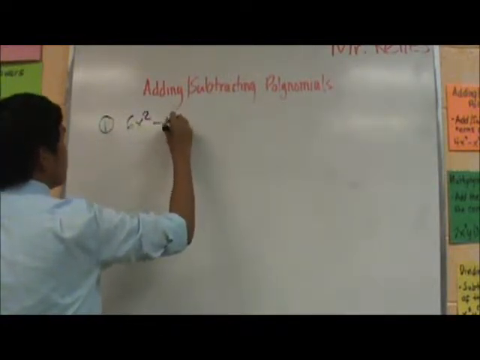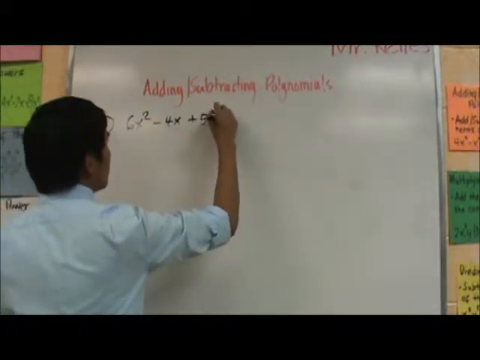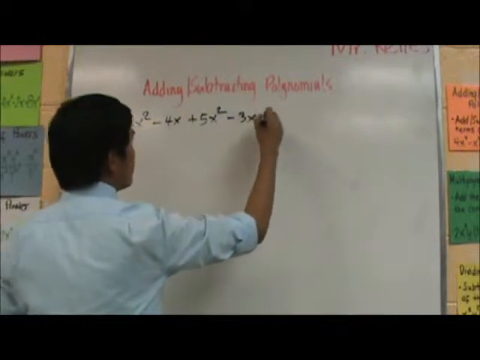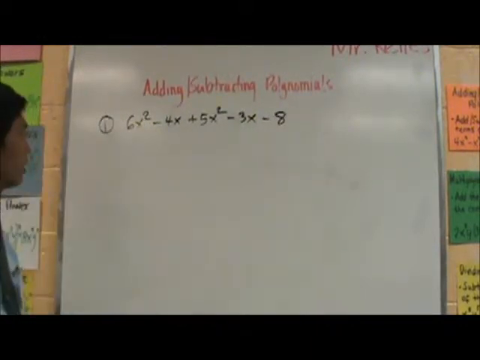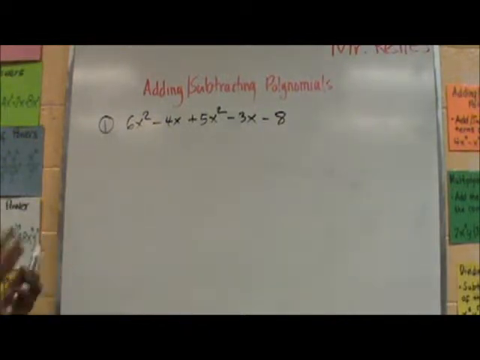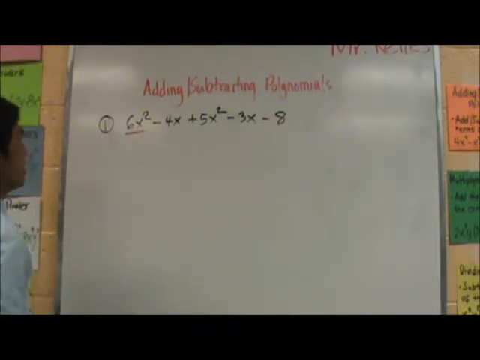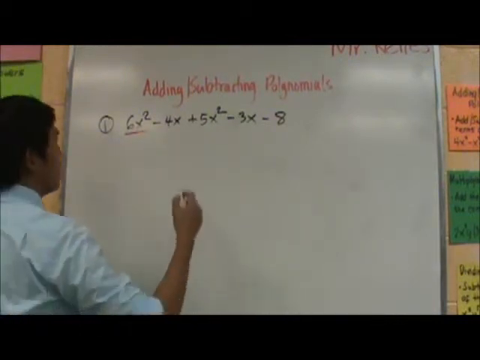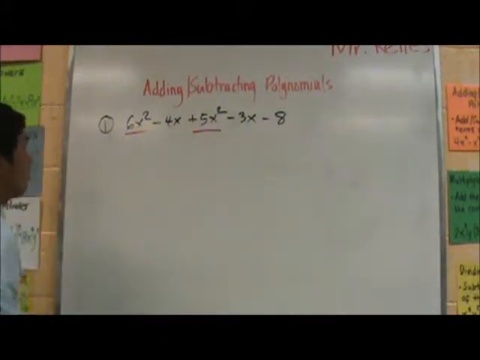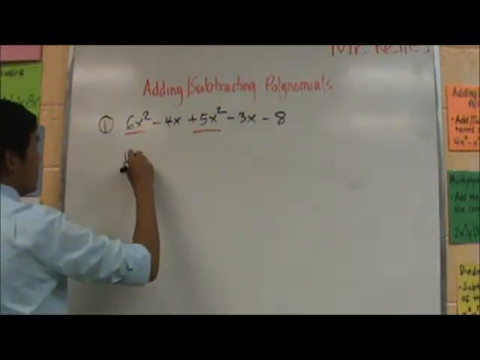So let's try this one. 6x squared minus 4x plus 5x squared minus 3x minus 8. Now here, to combine like terms, first make sure you know the like terms. Let's try 6x squared, and we need to find another term having x to the second power, which is 5. This is plus, so you use your calculator or mental math, 6 plus 5. Mental math, 6 plus 5 is 11x squared.